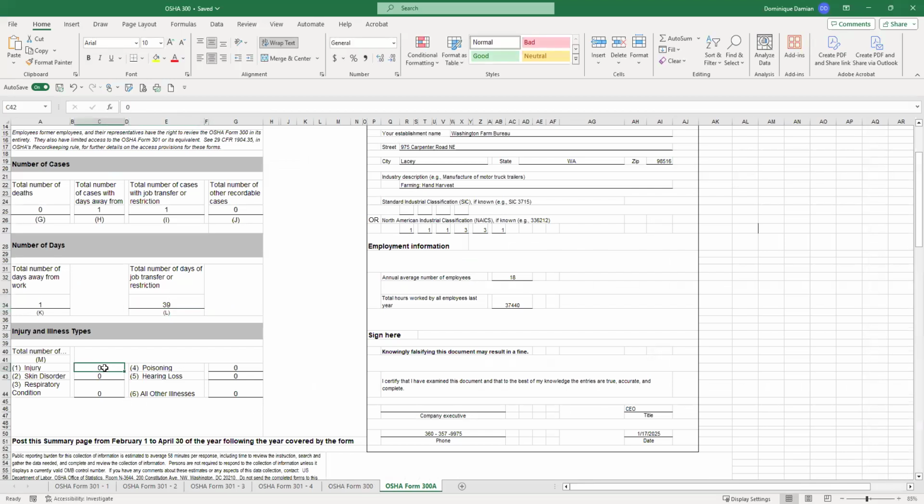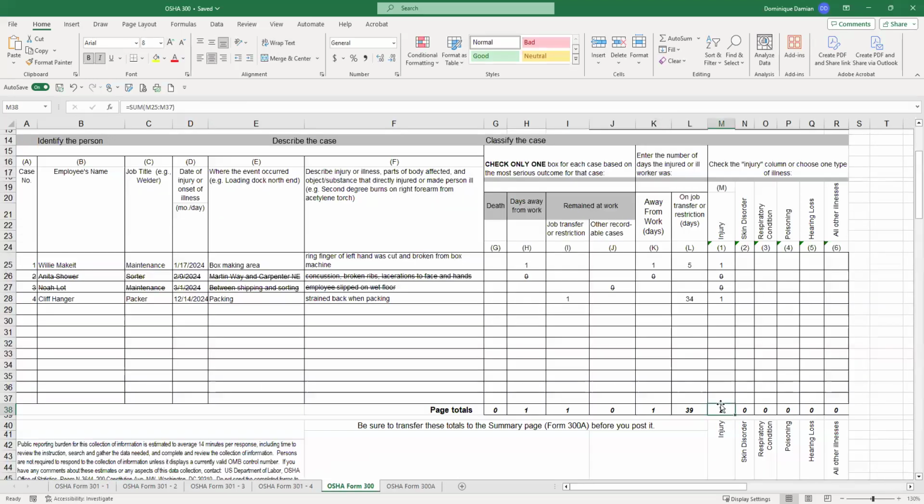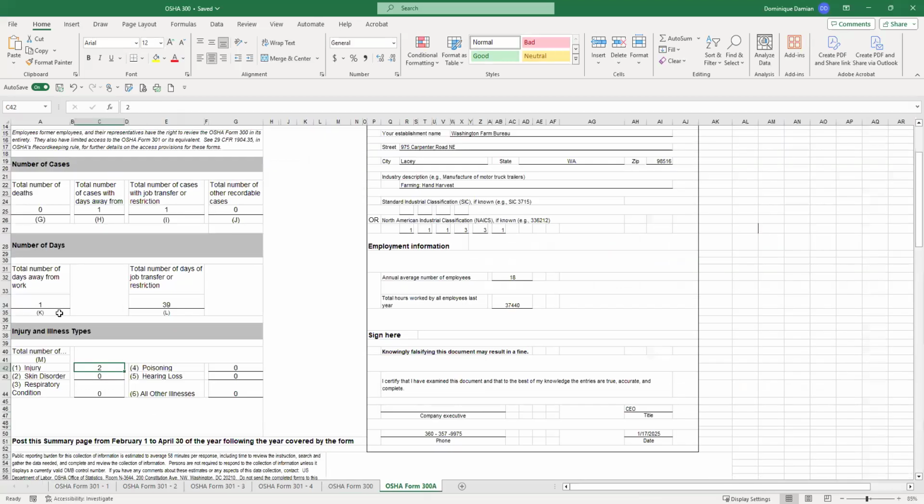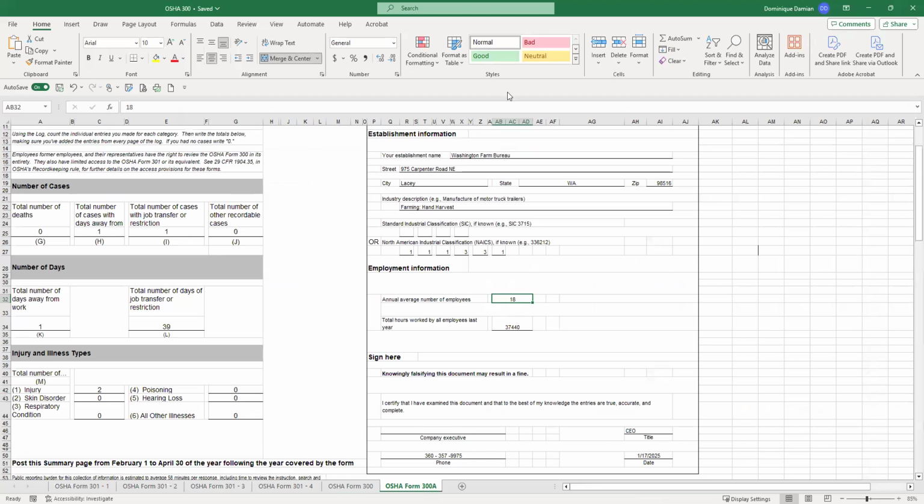And all of these were injuries. There are a total of 2 now because I removed 2 of those that ended up not being recordable cases, and I have 2 under section M, column 1. And that's it, except for this side.